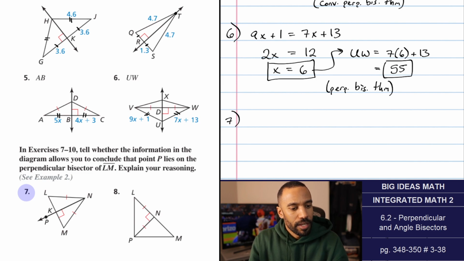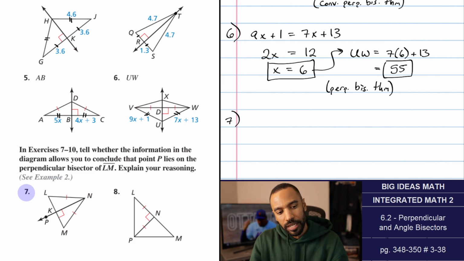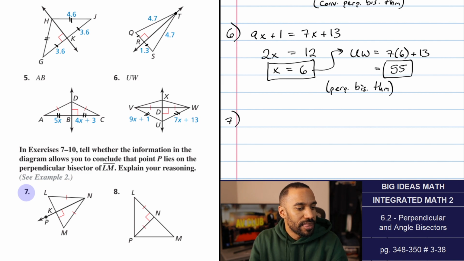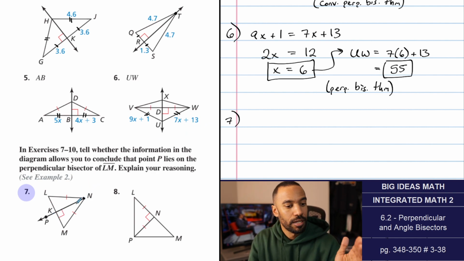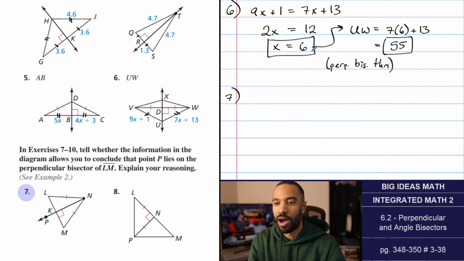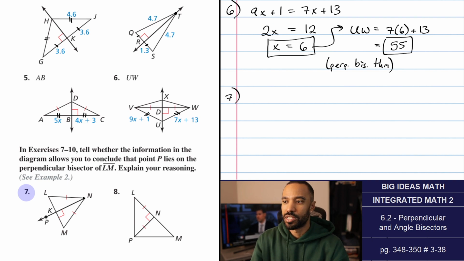Number 7. Do we have enough information to conclude that point P lies on the bisector itself? Well, here you have NK or NP, however you want to say this, ray. This is perpendicular to that segment. It doesn't show that it's a bisector right there, right? We don't show those parts, but we could show those parts because N is equidistant to points L and M, the endpoints of the segment. Therefore, yes, P also on that perpendicular ray is therefore on the perpendicular bisector of segment LM. Yes. So for number 7, here's what I'm going to write.